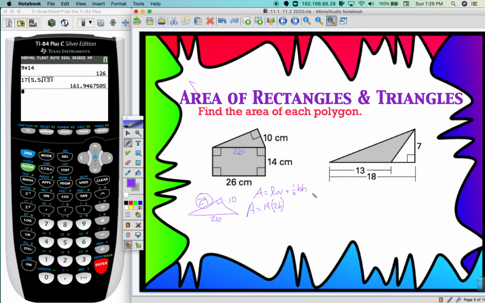So 14 times 26 for the rectangle. And remember, your length and base and height always have to be perpendicular. So in the triangle only, 10 and 24 are your base and your height. Doesn't matter which is which.